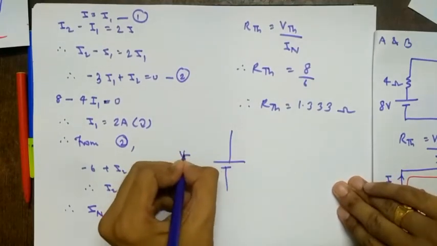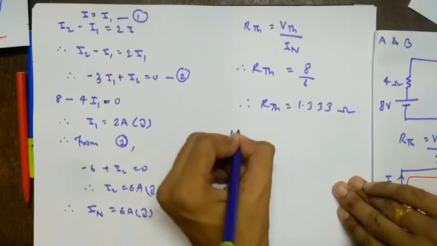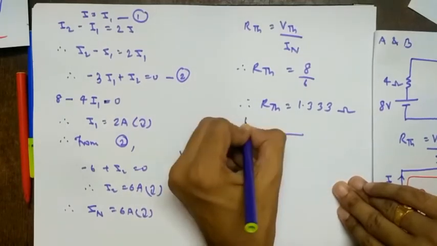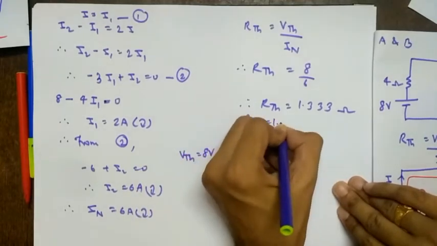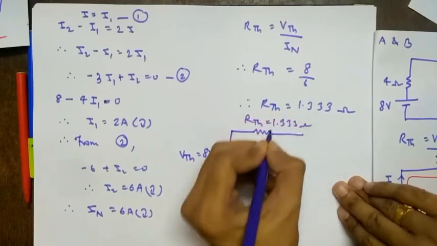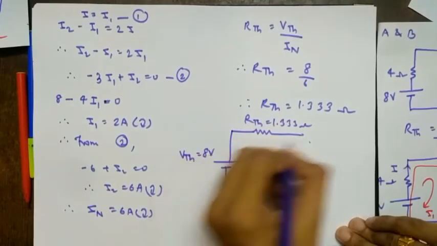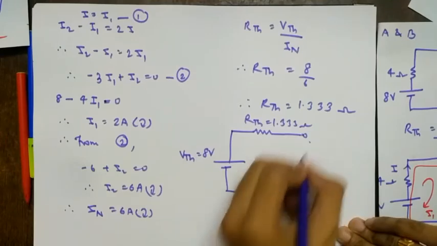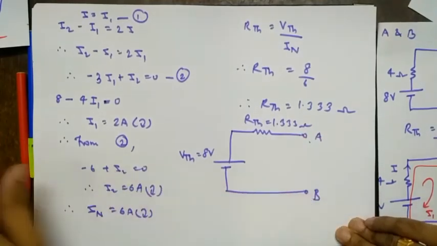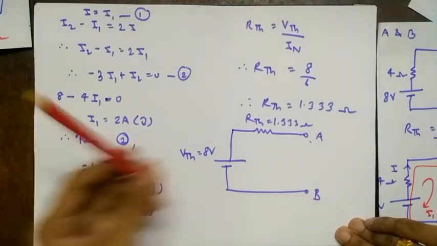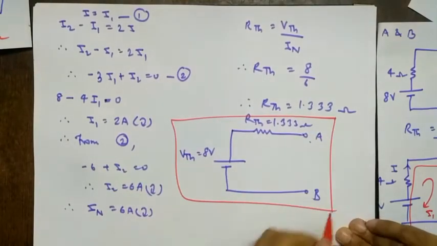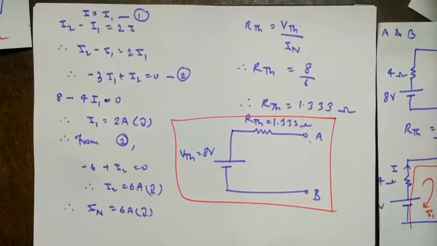So that was the Thevenin's equivalent circuit network. VTH equal to 8 volts, RTH equal to 1.333 ohms, between the networks A and B. So this is our final answer. You can even square it, not an issue. So this is our final answer.